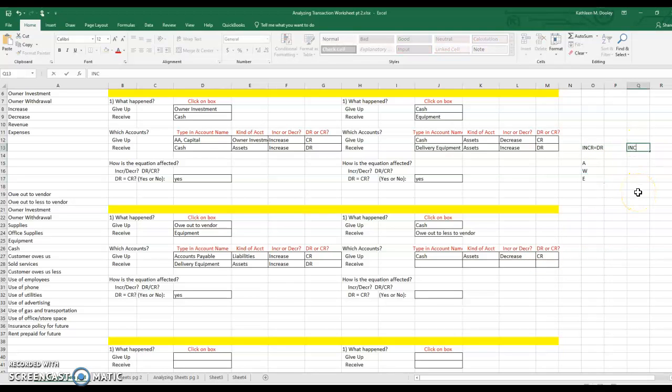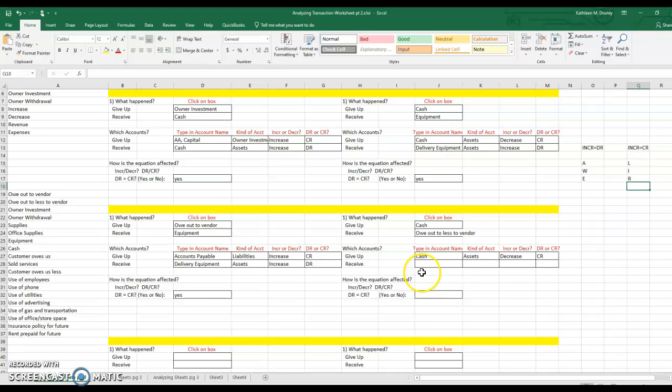And we know that if we have an increase in L, I, and R, which is liabilities, owner investments, and revenues, we automatically have a credit. Oops, I've got a little l there. Let me put a capital L. So if we have an increase in one of those things, we automatically have a credit.